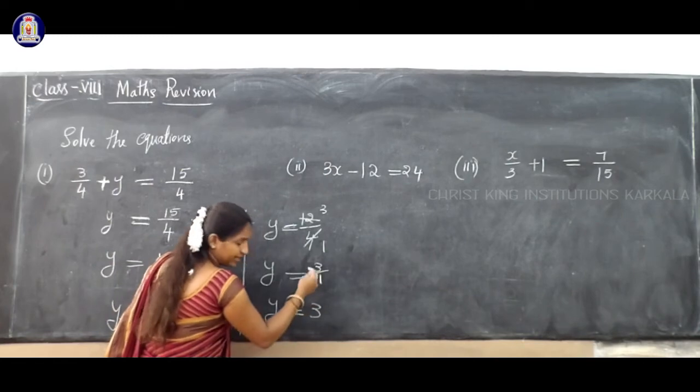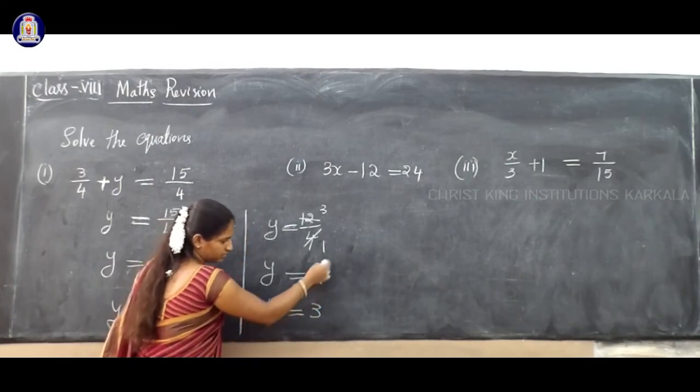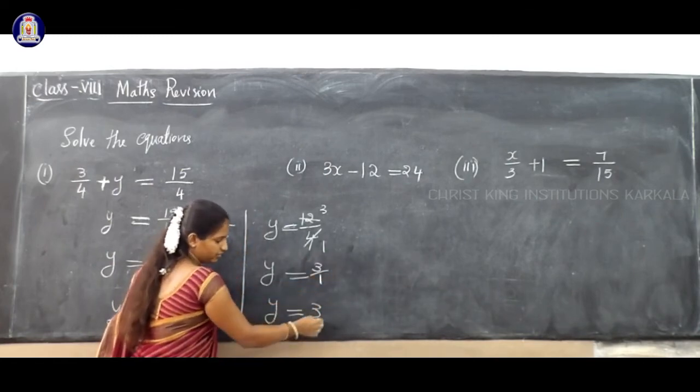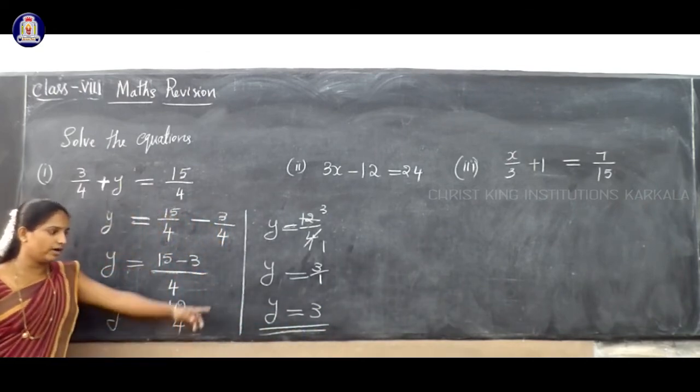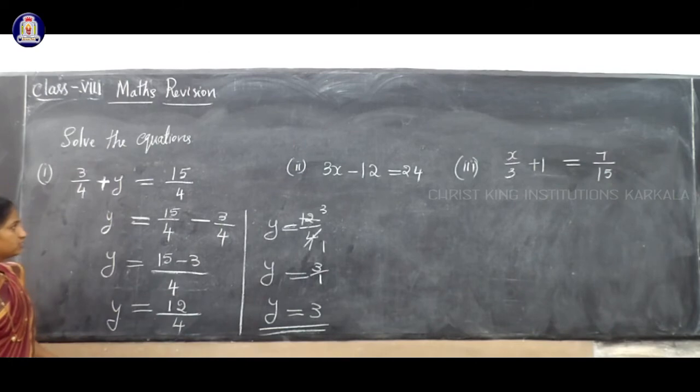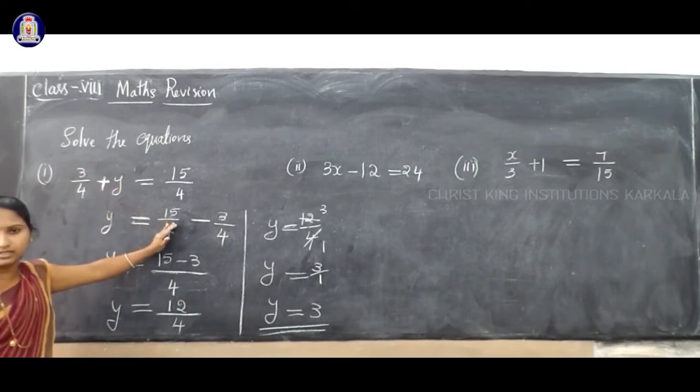So 1 divides all the numbers, right? 1 ones are 1, 1 threes are 3. So when you divide, we get y is equal to 3 only. So the answer is y is equal to 3. Understood?